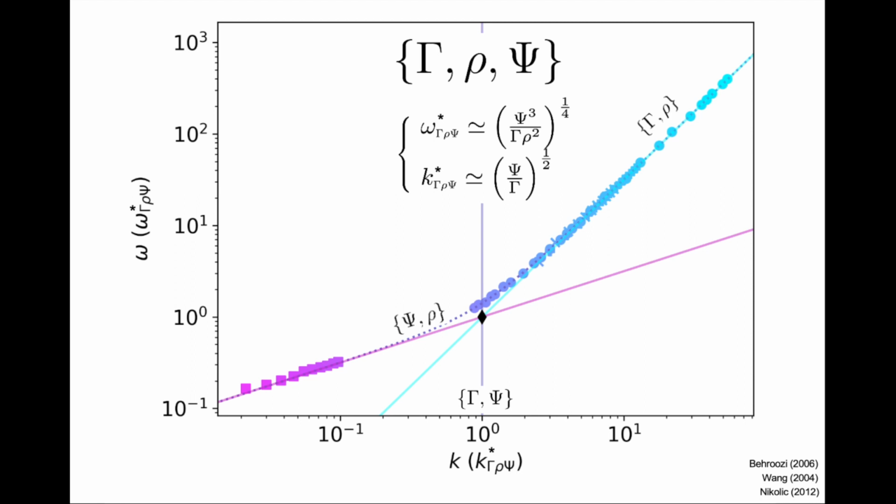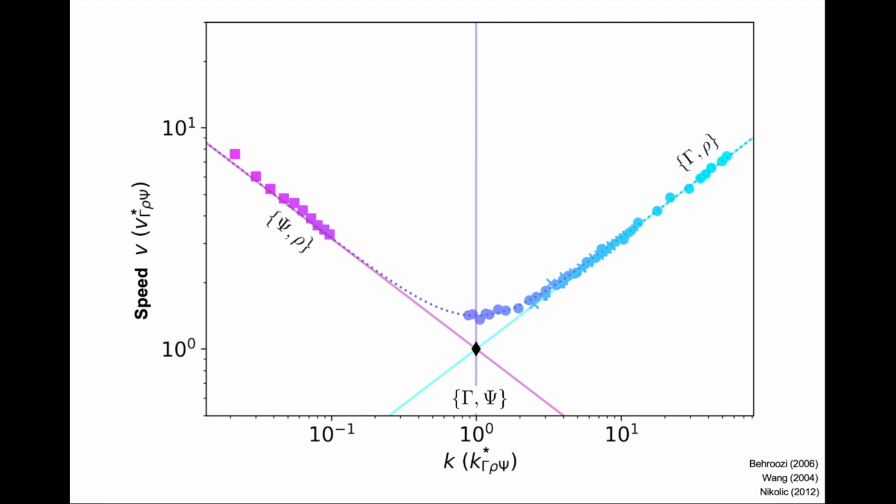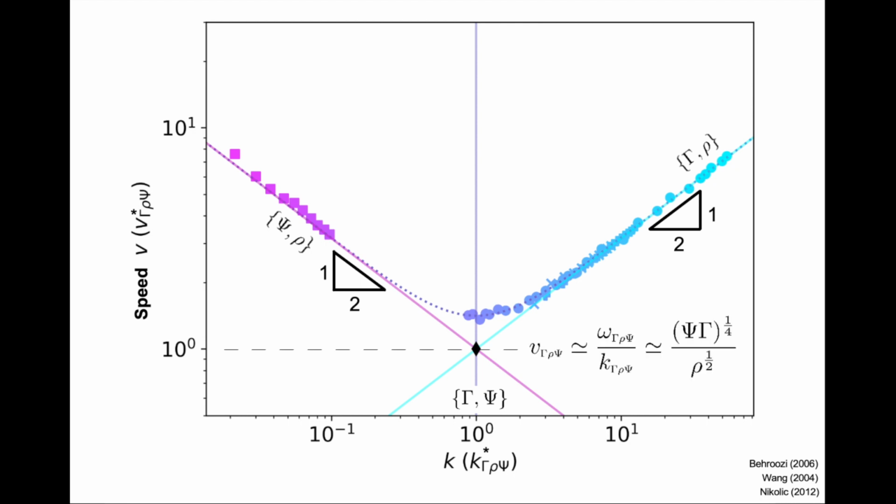For instance, instead of representing the frequency versus the wave number, we can represent the wave speed versus the wave number. The wave speed scales like omega over k, so from this perspective, the capillary regime is a power law with an exponent of 1/2, and the gravity regime has an exponent of -1/2. So there is a minimum speed at the crossover, which can be naturally expressed solely from the mechanical quantities of the trio.